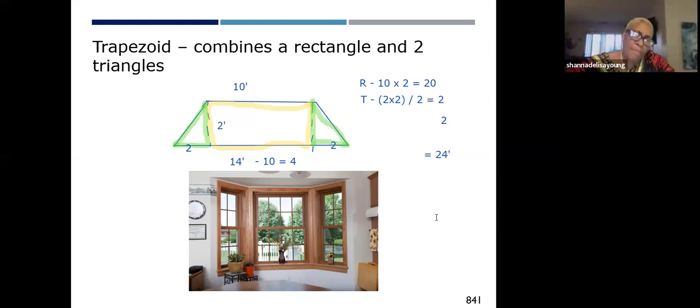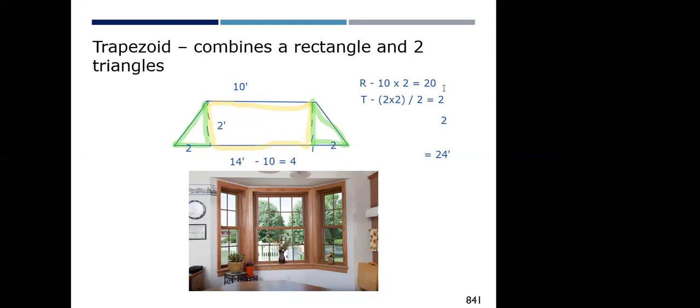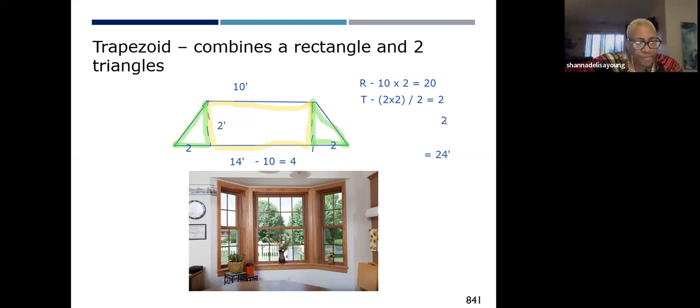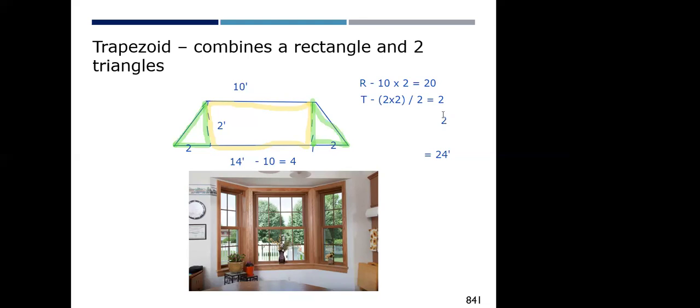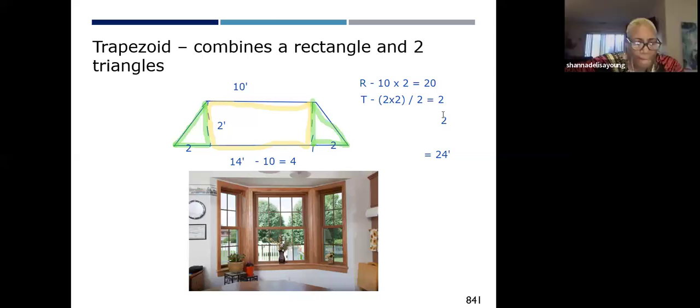I missed a beat. How did you get that 24? I added 20 for the rectangle and then 2 for each triangle. Okay. Thank you. You see that? Yep. So I got 20 square feet for the rectangle. I got 2 for each triangle. So we just added them up there. Okay. Got you. Thank you. Of course.